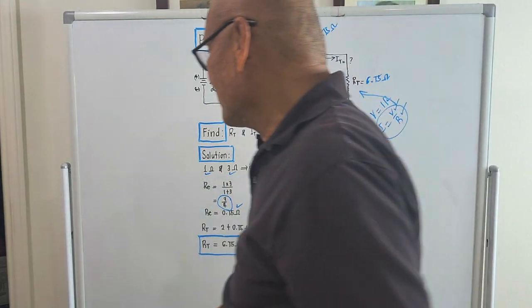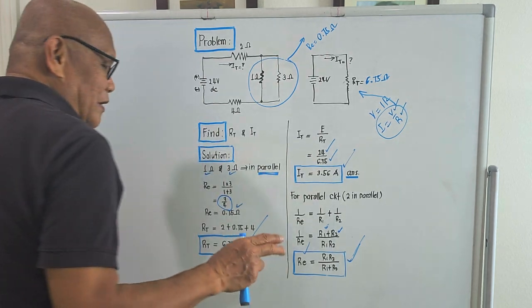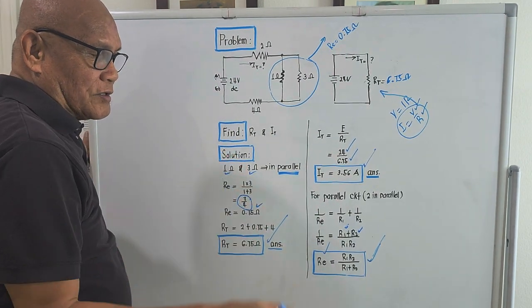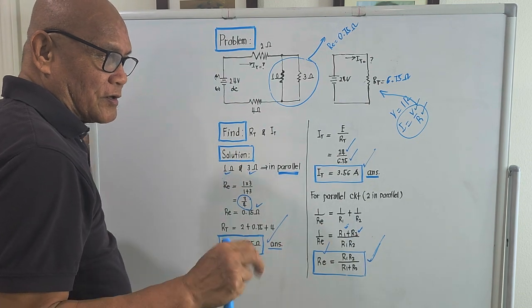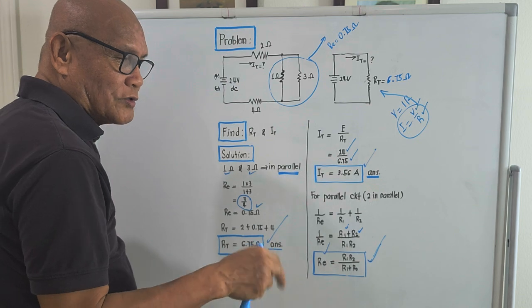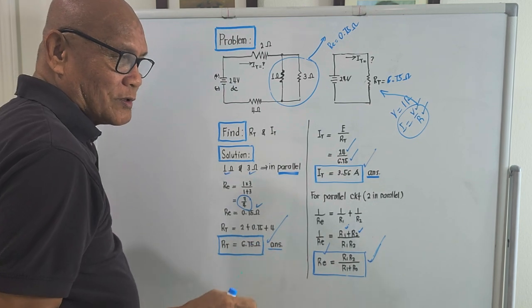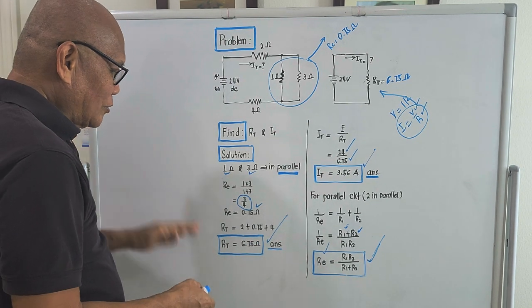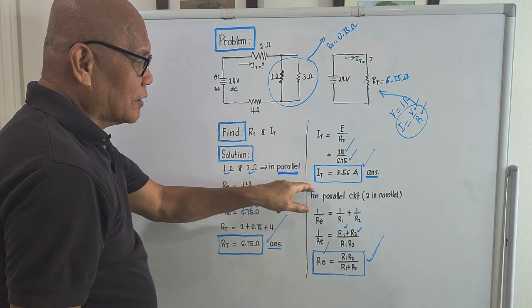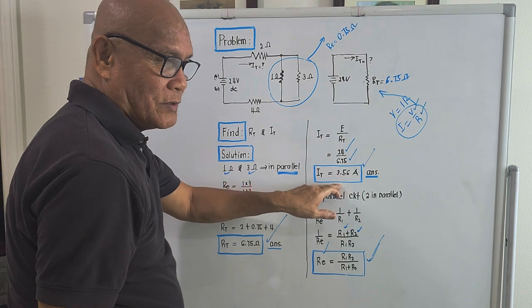So in here, the concept is our knowledge on the so-called resistances in parallel and resistances in series, plus the equation voltage equals IR, that is actually Ohm's law. Okay, so the total resistance will be 6.75 ohm and the total current will be 3.56 amperes.